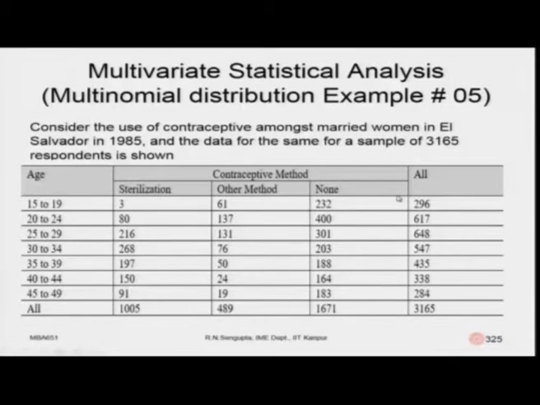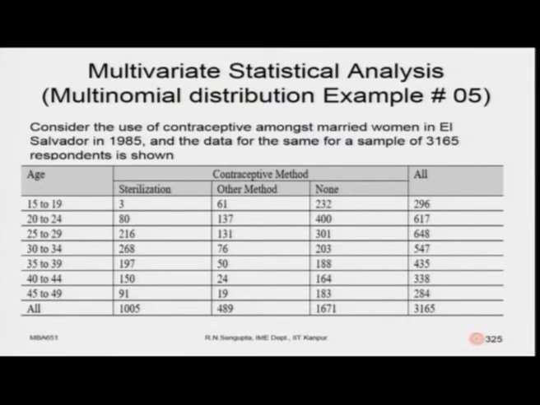Consider these are actual data. Based on the data we are trying to give you a picture. Till now for the multinomial there has not been any problem, meaning solved examples. We are just giving examples in a pictorial format. Consider the use of contraceptives amongst married women in El Salvador in the year 1985, and the data is for a sample of 3165. These are all actual data taken from the net, and the respondents gave their responses accordingly.